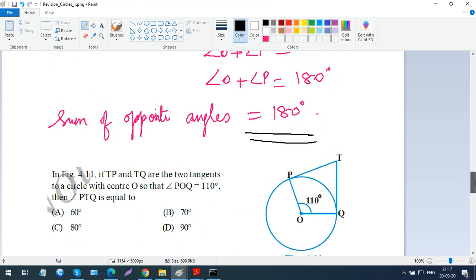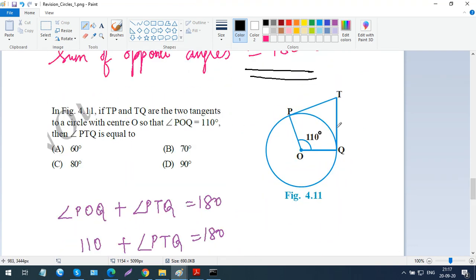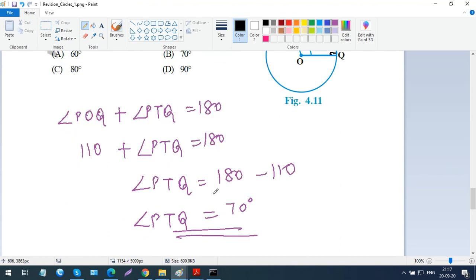If I give you a circle like this and they have given you POQ as 110, they are asking you what PTQ is. So what will you do? These two are 90 and 90, so this is not required at all. These two should add up to 180. This plus this should give you 180, right? So 110 plus PTQ should add up to 180. So PTQ is equal to 180 minus 110, which is 70. So this is 70 degrees.